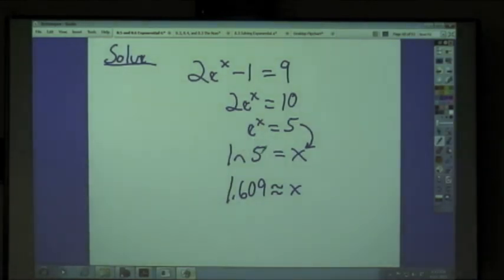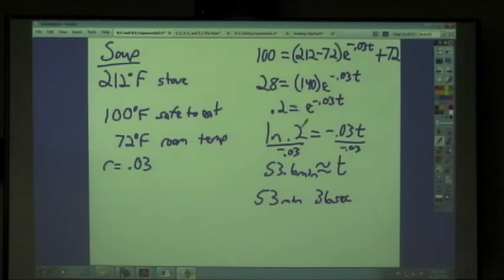You take the natural log of 5 equals x, because this base raised to this exponent equals this. So we do the same thing here. This base e raised to this exponent equals 2, or 0.2, excuse me. So then you take out your calculator, the natural log of 0.2, divide it by the negative 0.03 to get t by itself, and you get 53.6 minutes, or about 53 minutes and 36 seconds. That is how long you will have to wait before your soup is cool enough to eat.